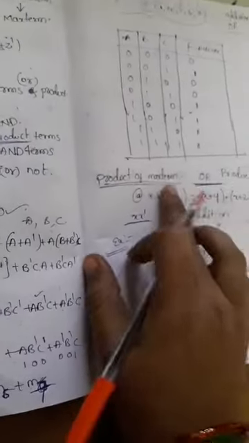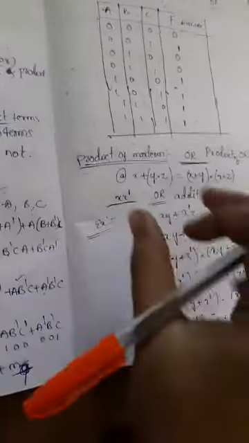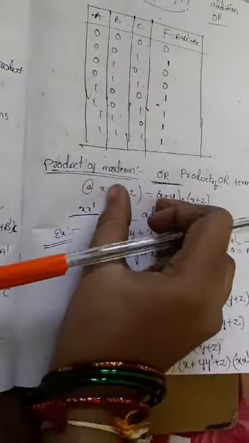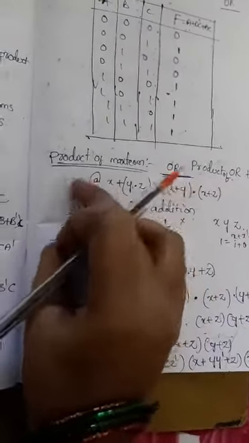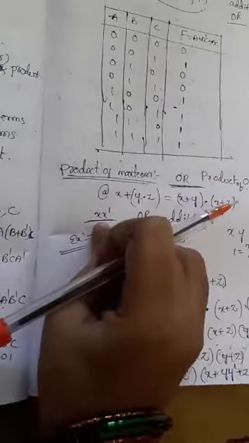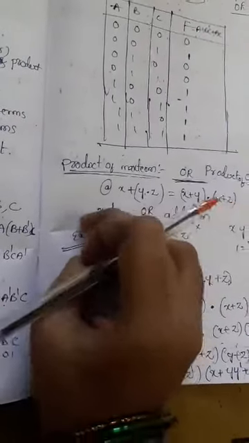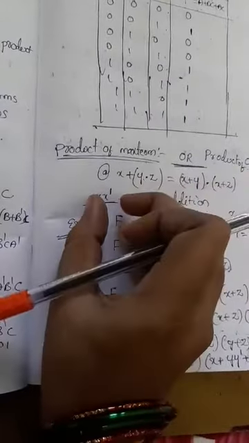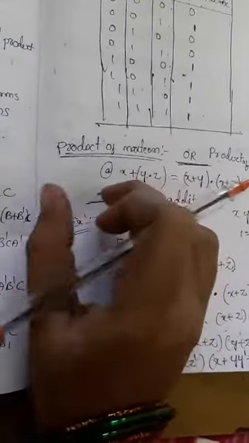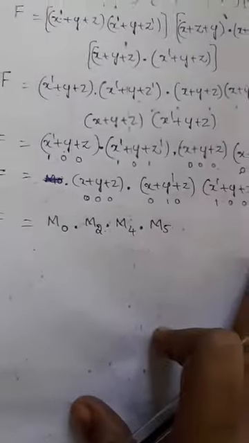So this is the product of maxterms. What is the procedure to convert any boolean function into a product of maxterms? By using the distributive law, and by adding any missing variable using the logic of x into x complement. If any variable is missing in a term, this logic is added to the term. So this is the procedure to find the product of maxterms of any boolean function.